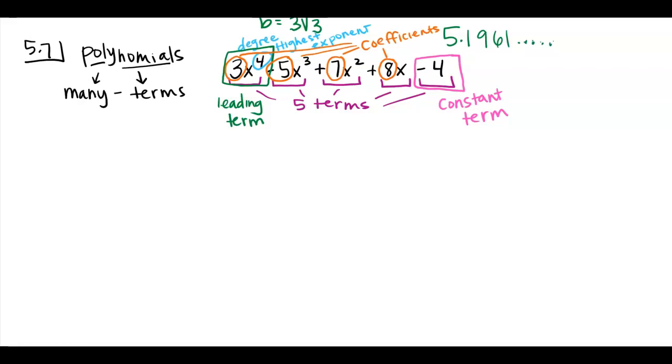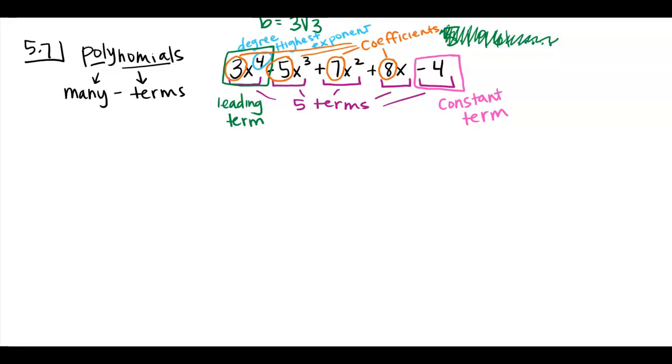Okay, so these are just different parts of this polynomial. I want to make sure you see that this 5.196 kind of got in the way there. I'm just going to scribble it out right here so you don't think it's part of this, it was the last question that we did here. All right, so these are just the different parts of our polynomial.